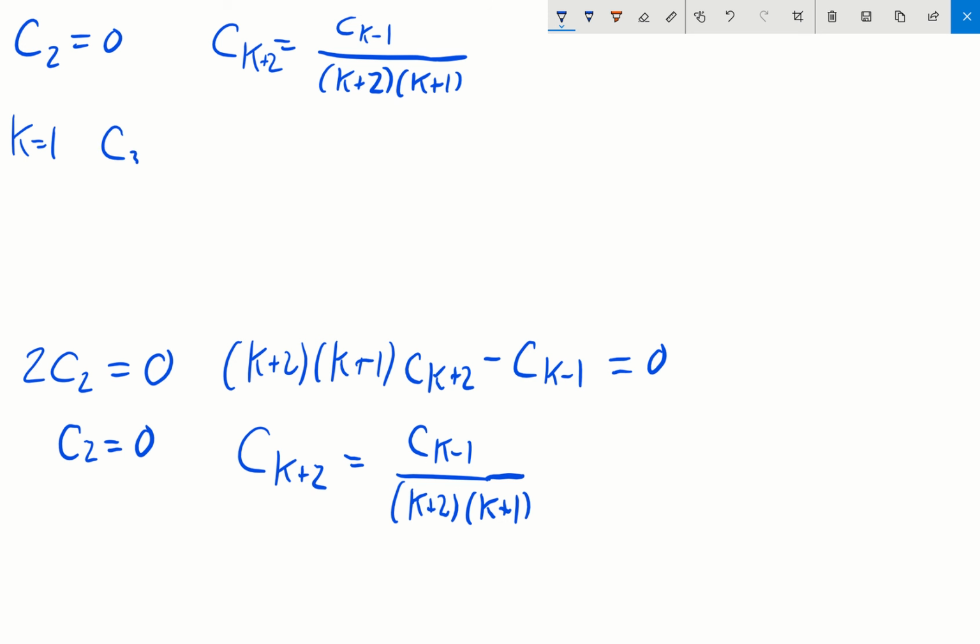This would give us the value of c of 2 plus 1, which is c3, equal to c0 divided by (0 plus 2) times (0 plus 1), which is one half c0. Excuse me, no, plug the k equals 1 in.